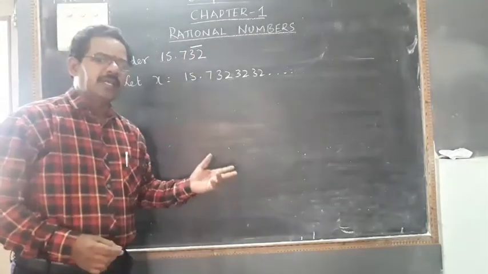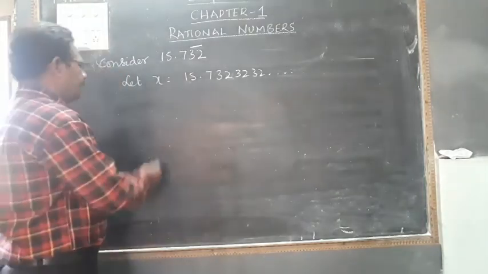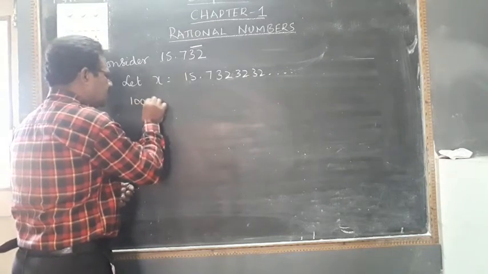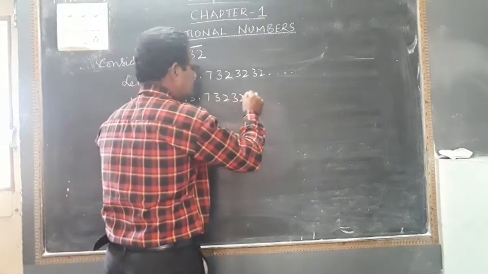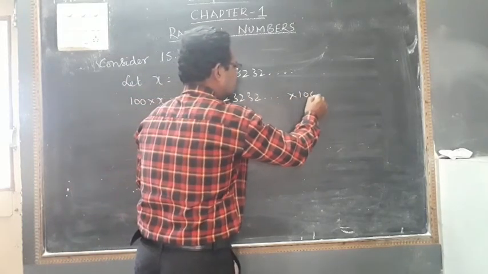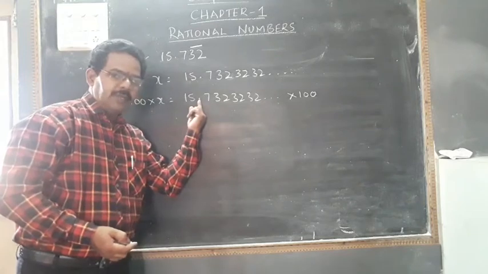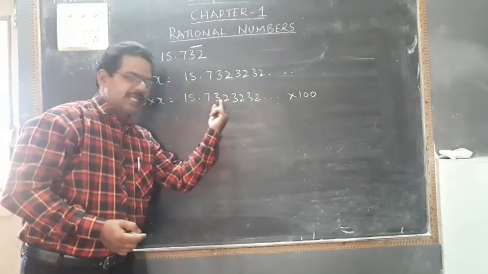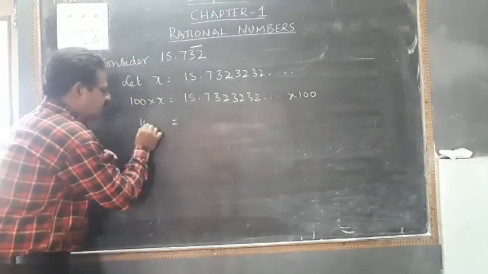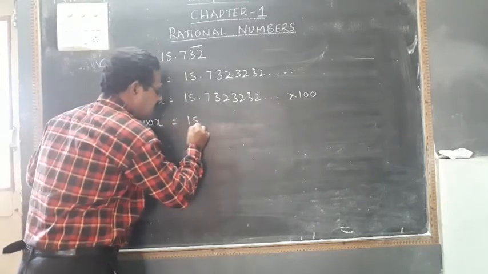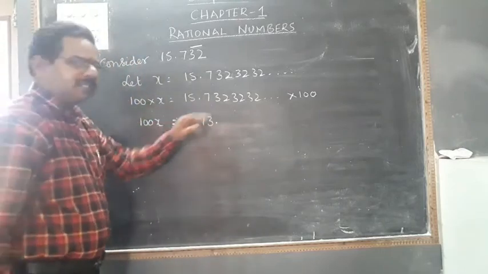So what is the periodicity? 2 is the periodicity. So we have to multiply both sides by 100. So 100 into x is equal to 15.732 into 100. When we multiply with 100, the decimal point jumps 2 places, that means after 73. So 100x is equal to 1573.232323, 15 is already there and the point is jumping 2 places.